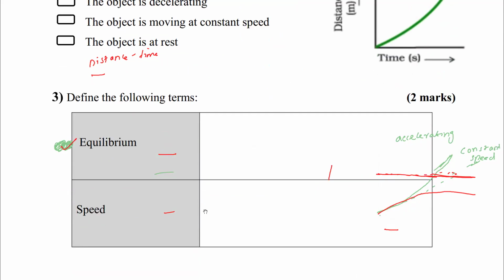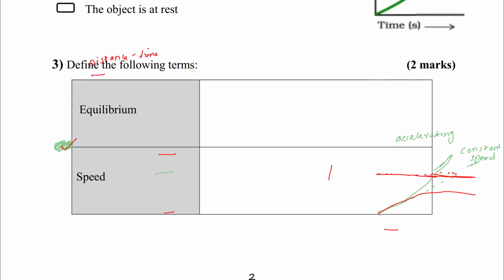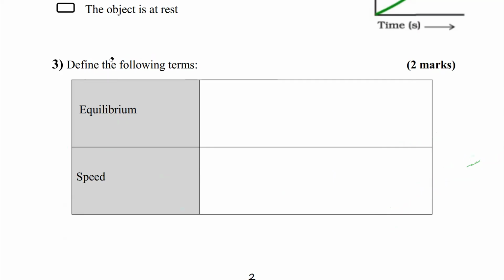Question number 3: define equilibrium, and the second part is to define speed. Remember one thing in your exam: the third question is a definition type question. So you have to know the definitions. Maybe they are asking about something else like speed, velocity, acceleration. So here the question is define equilibrium. What is the definition of equilibrium?